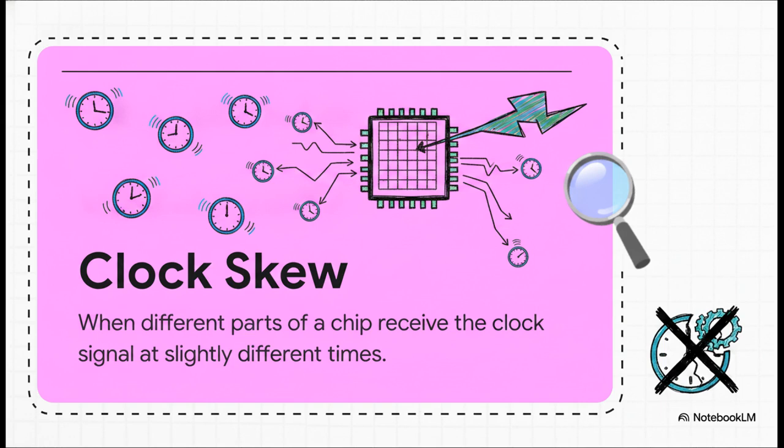I mean, think about a modern CPU. It contains billions of microscopic transistors spread all across a silicon die. Pushing a 3 GHz clock signal so it reaches every single corner of that chip at the exact same picosecond is an incredibly complex engineering challenge. Even the tiniest timing error can cause the whole system to crash.